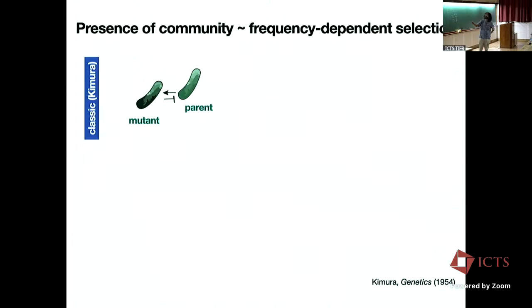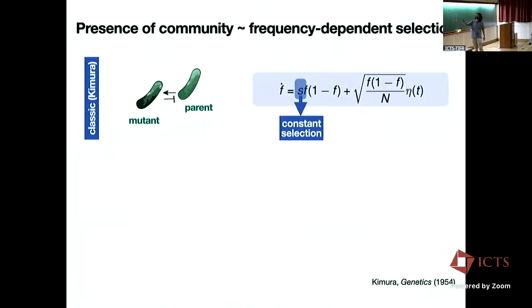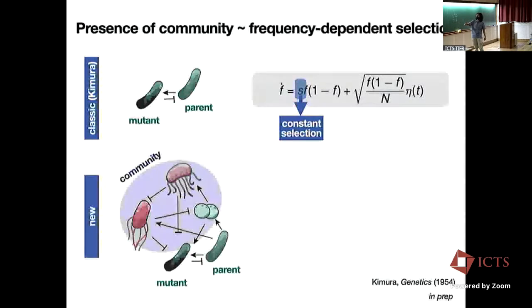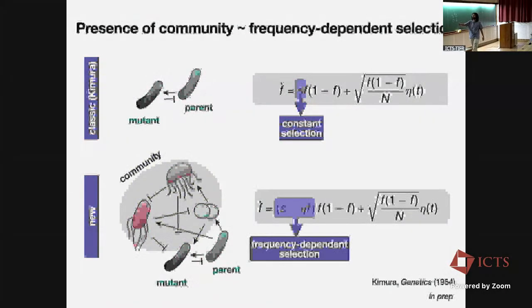Okay, good. And so the idea that I was trying to put, which I also put on the last slide, is that the presence of the community, what you learn, essentially manifests as frequency-dependent selection. If you study the classic Kimura theory of population genetics, the relevant equation for the frequency dynamics is one in which you have constant selection, but in the presence of the community you have negative frequency-dependent selection, which has interesting consequences that I'll get to in a second.